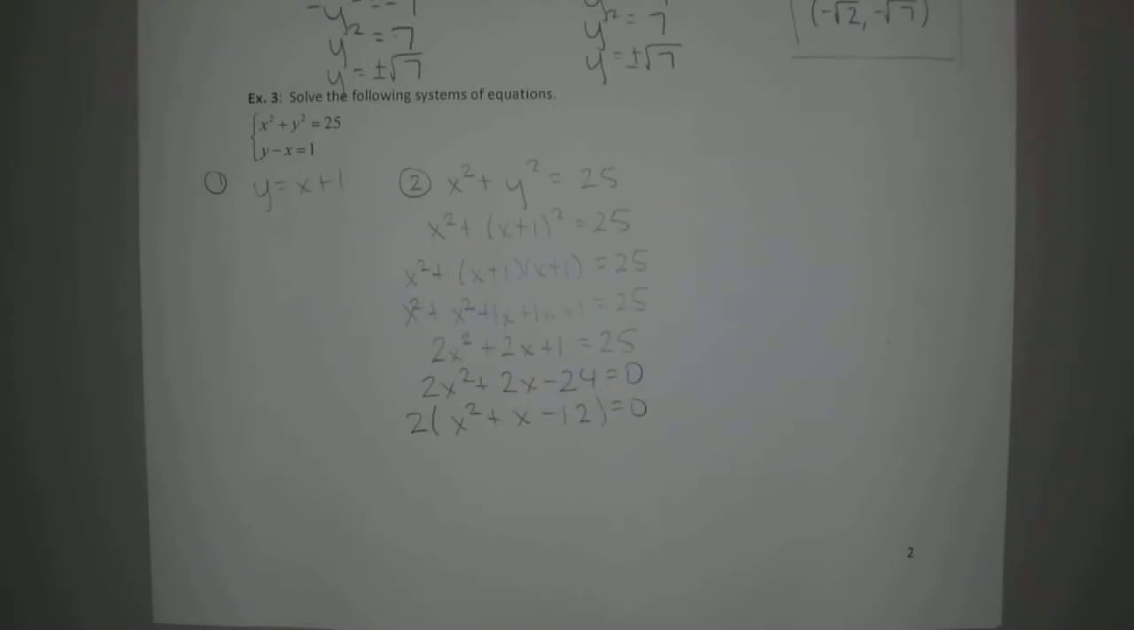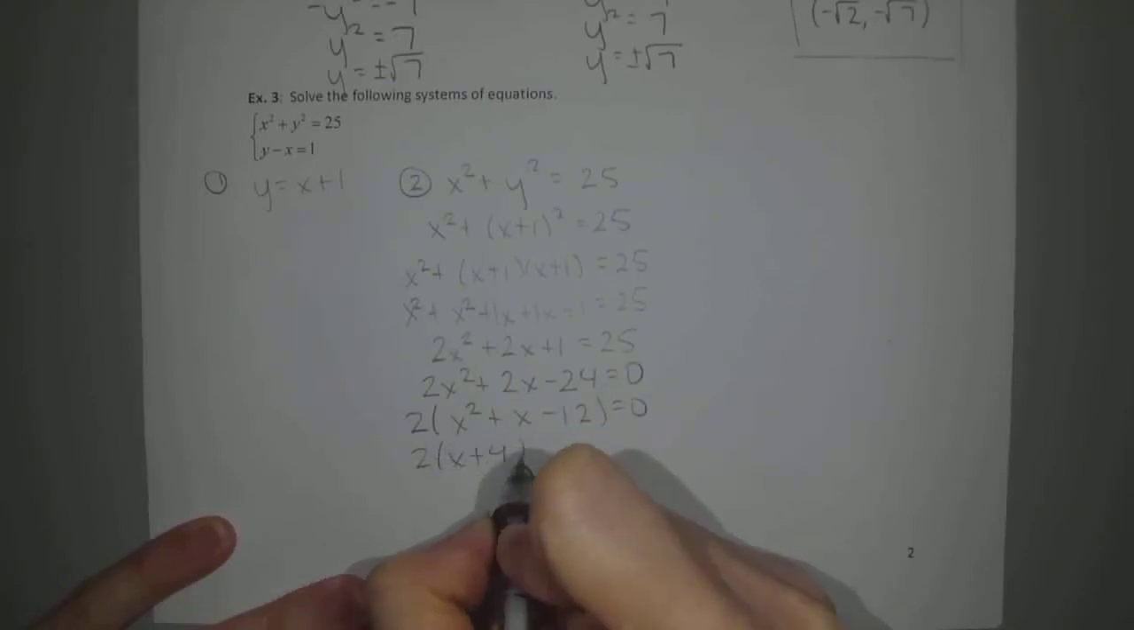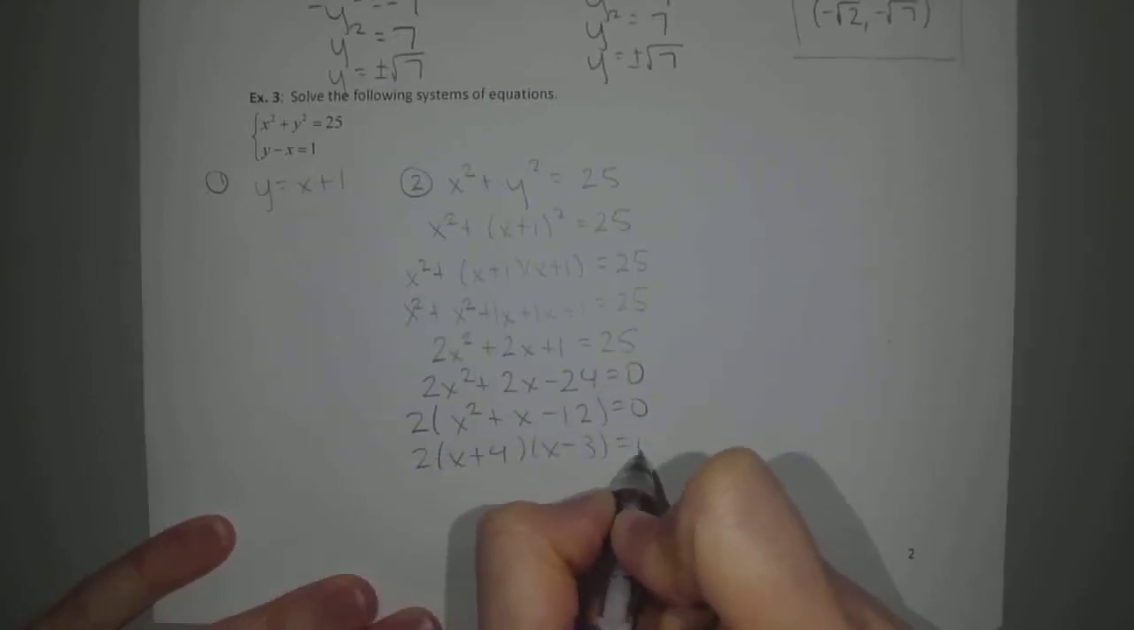So well, 1 and 2, or 1 and 12, do they differ by 1? No, they differ by 11. 2 and 6, do they differ by 1? No, they differ by 4. 3 and 4, they differ by 1. In order to be a positive x, the bigger guy, 4, needs to be positive, and then the smaller guy, 3, is negative. So just for short case purposes, I'm going to just tell you the answer real quick, guys. This is 2 times x plus 4, x minus 3 equals 0.